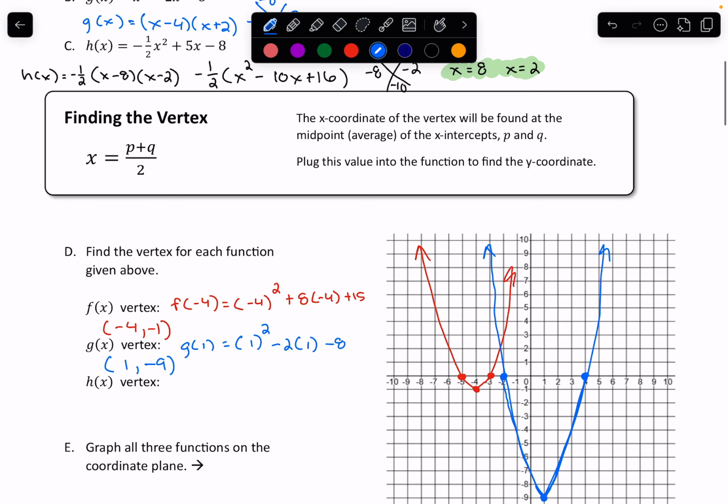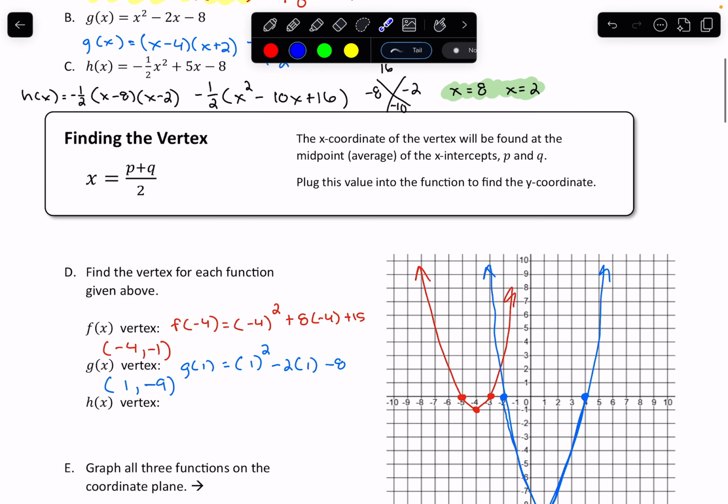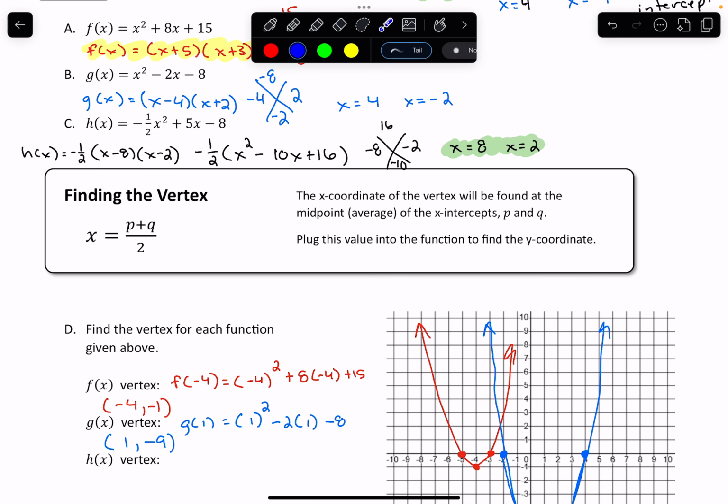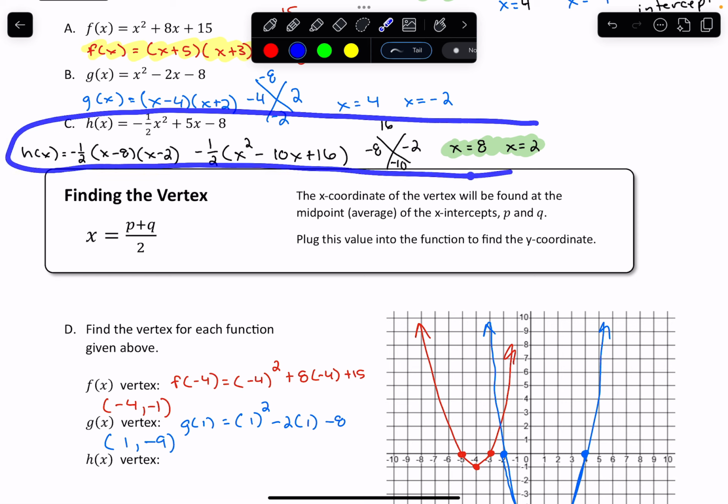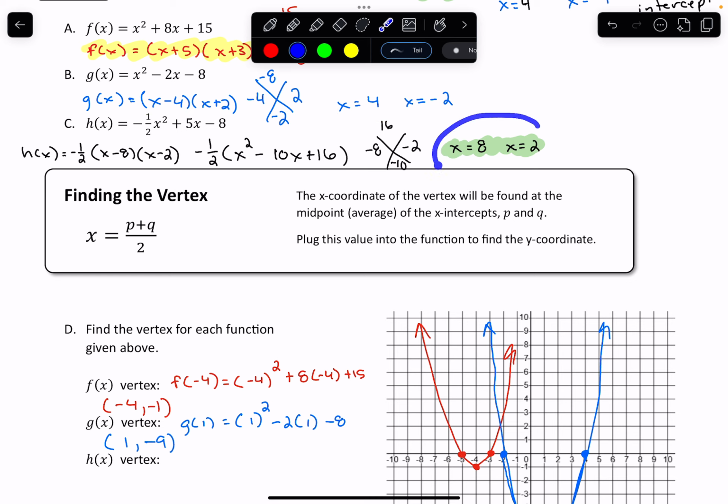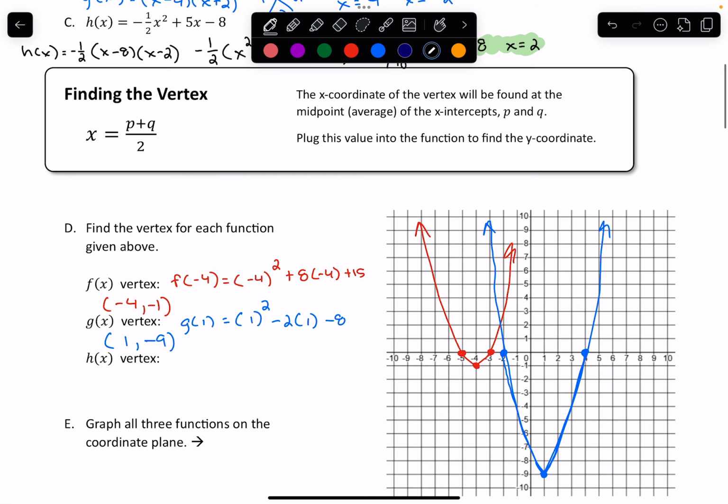Okay, H. When I look at my H function, so I'm looking at example C right here, I know my intercepts are 2 and 8. So I'm going to put a dot at 2, and I'm going to put a dot at 8. Now, right in the middle of 2 and 8 is 5, right? Because 2 plus 3 is 5. 8 minus 3 is 5. So 5 is the middle.